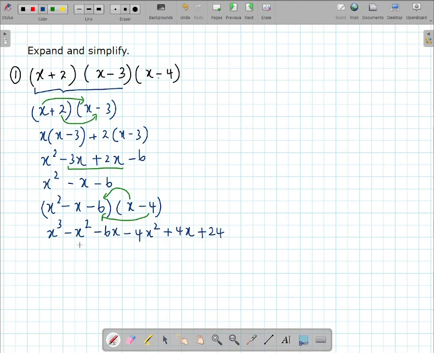Then check the like terms, that is x to the power 2 and 4x to the power 2, minus 6x plus 4x. x to the power 3 minus x to the power 2 minus 4x to the power 2, that is minus 5x to the power 2, minus 6x plus 4x, that is minus 2x, plus 24. That is the final answer.